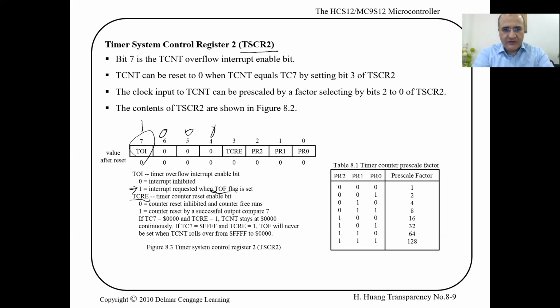Now this bit, the timer counter reset enable bit, I'll tell you what it does, but we don't need it now. If it's 0, it inhibits resets and keeps the counter counting forever. If you make it a 1, then timer channel 7 is compared with the TCNT timer.